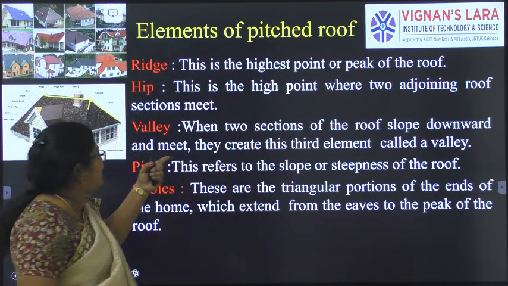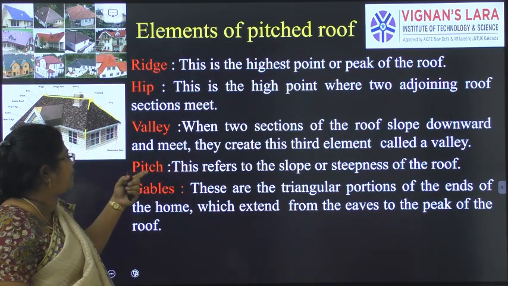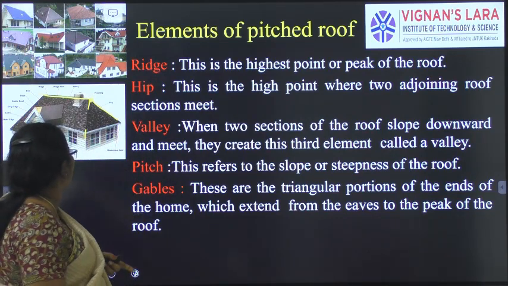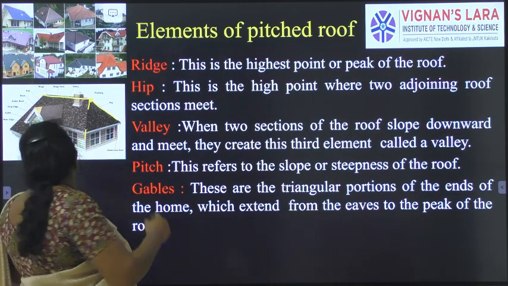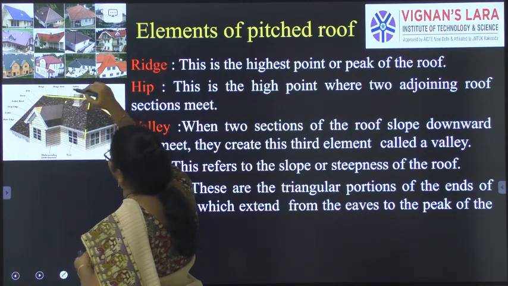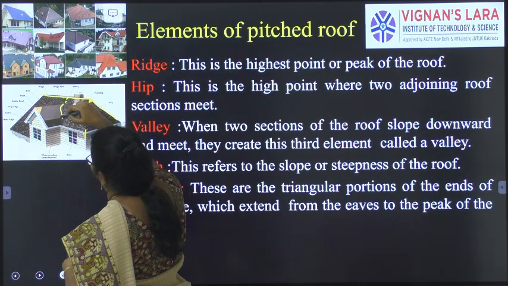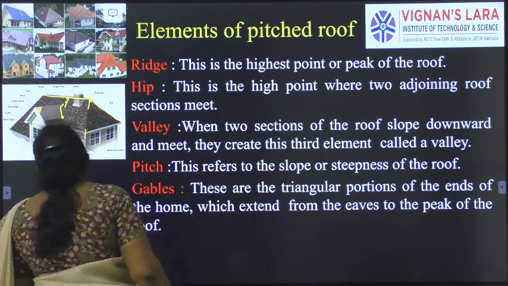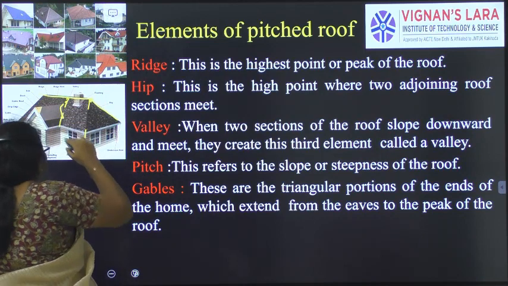The third one, valley, where two sections of the roof slope downward and meet, they create this third element called a valley. So when it meets like this, we call it a valley. Okay? The bottommost part.